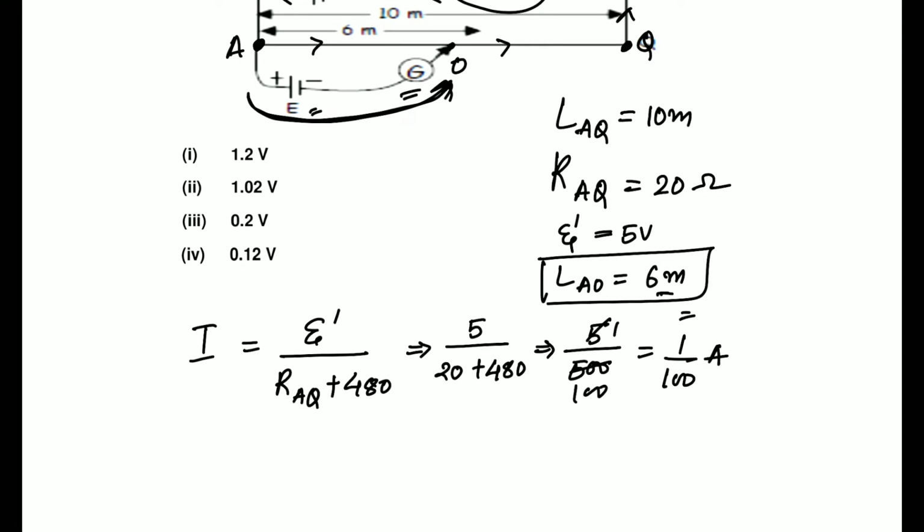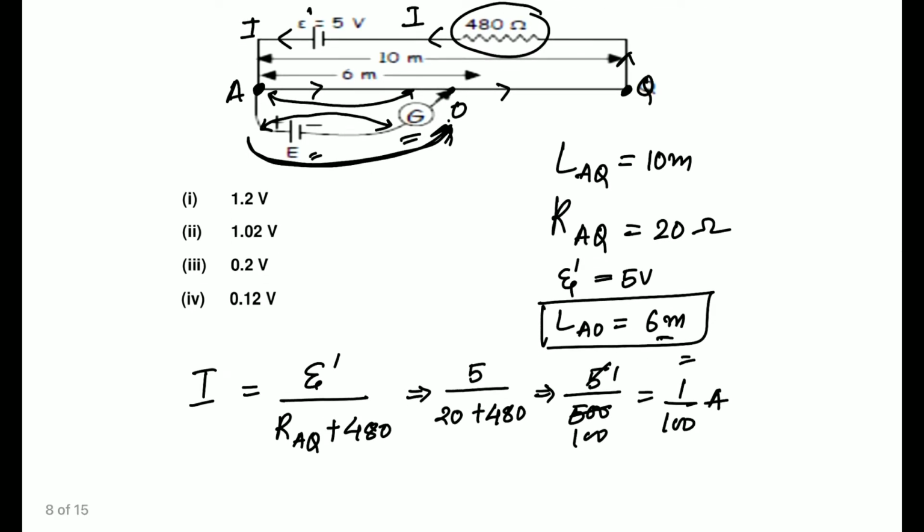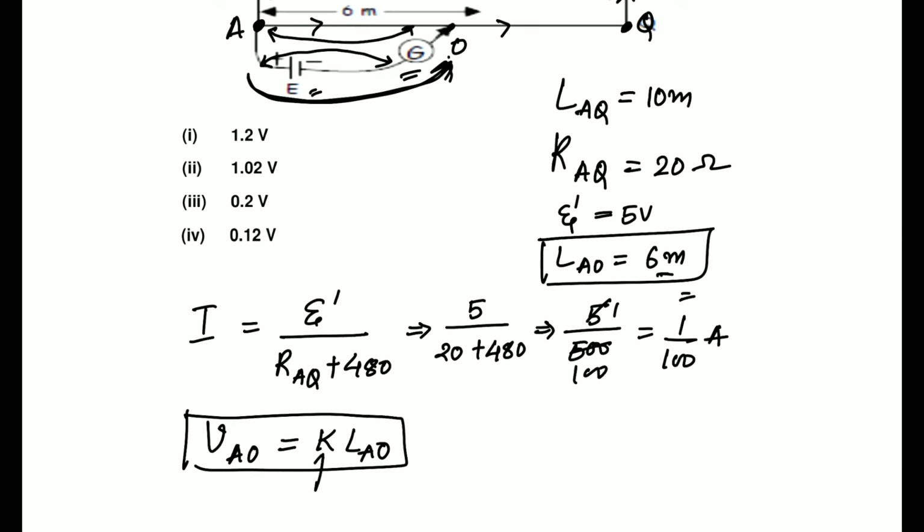Okay, great, very good. So you have to understand that when it is the balancing length, we can simply say the potential across this point and the potential across this point should be similar. And with the help of the potentiometer principle, we can write it here. The potential VAO will be equal to K times the length AO. This is how we write it here. Now the problem is I do not know the value of K. I have to find out the value of K first.